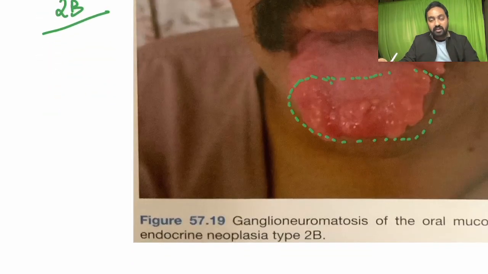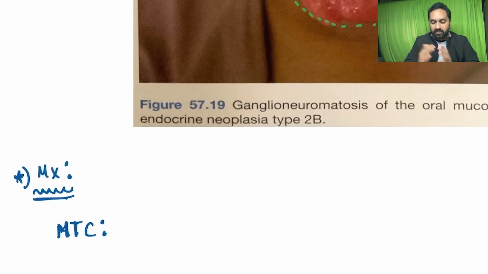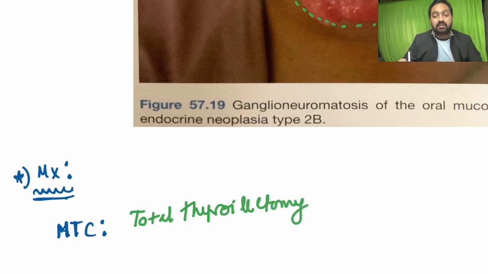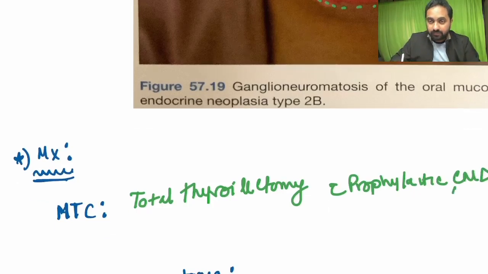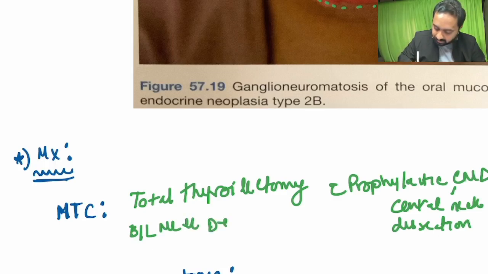Right. So what would your management include? The management would include, first, for the medullary thyroid carcinoma, what would be your management over here? So for medullary thyroid carcinoma, you would have to do a total thyroidectomy with prophylactic CND. What is CND? It is central neck dissection. Right. And if the central node is positive or the gland is more than 1.5 centimeters, you would need to do a bilateral neck dissection.